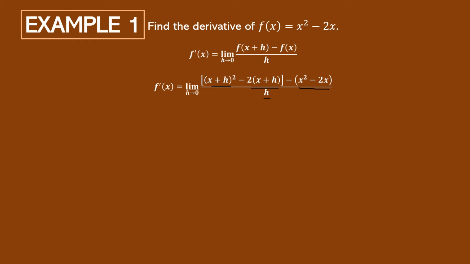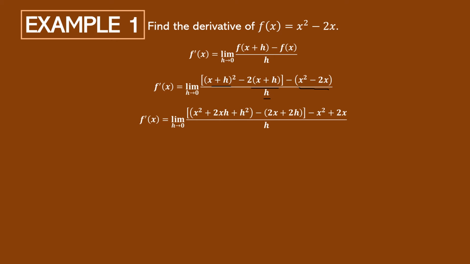After that, we have to perform the indicated operations. First is we have to expand x plus h squared. So we have x squared plus 2xh plus h squared. And then we have to distribute 2 to x plus h. So we have 2x plus 2h minus our function, which is x squared minus 2x. Or we have to distribute negative to our function. That's why we have negative x squared plus 2x, because negative x squared and then negative times negative 2x is positive 2x all over h.